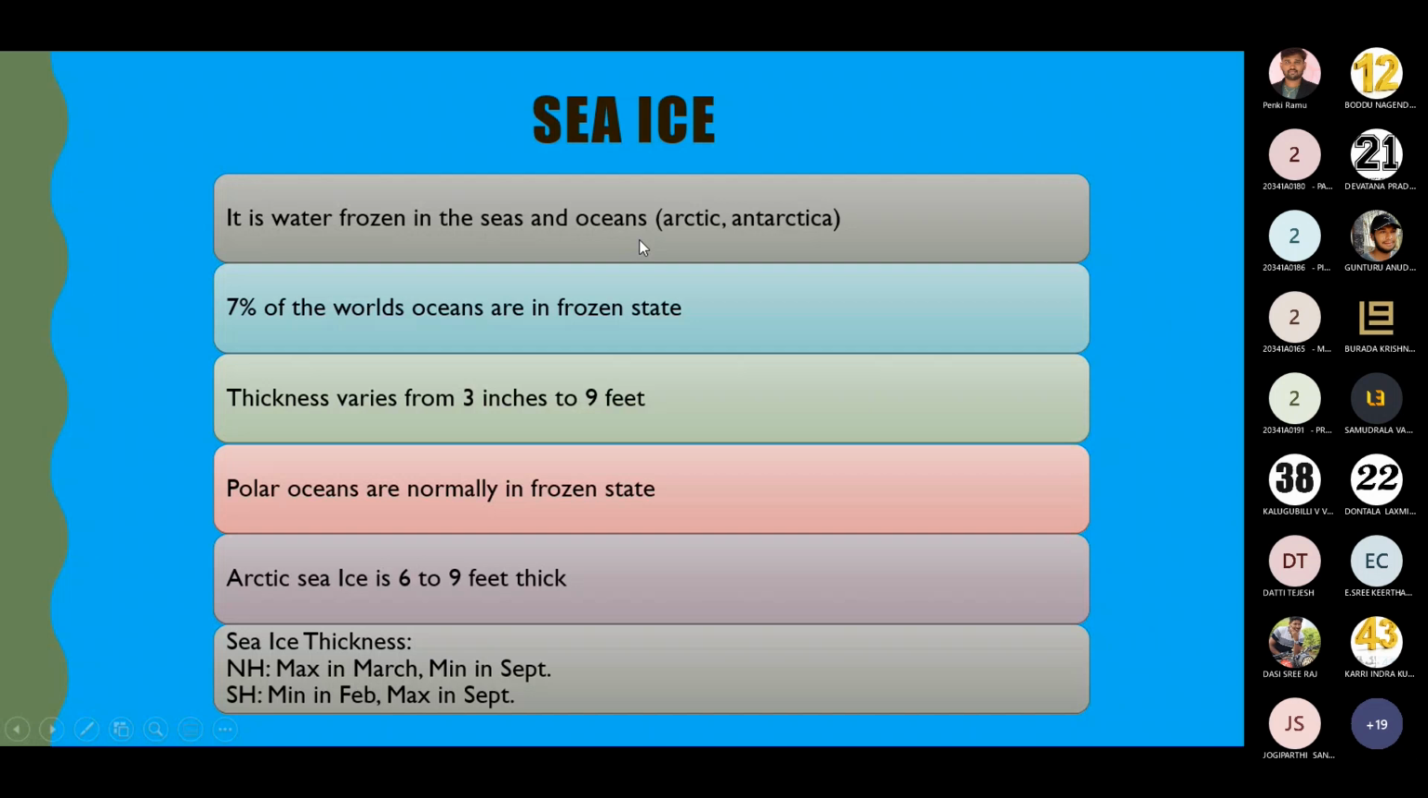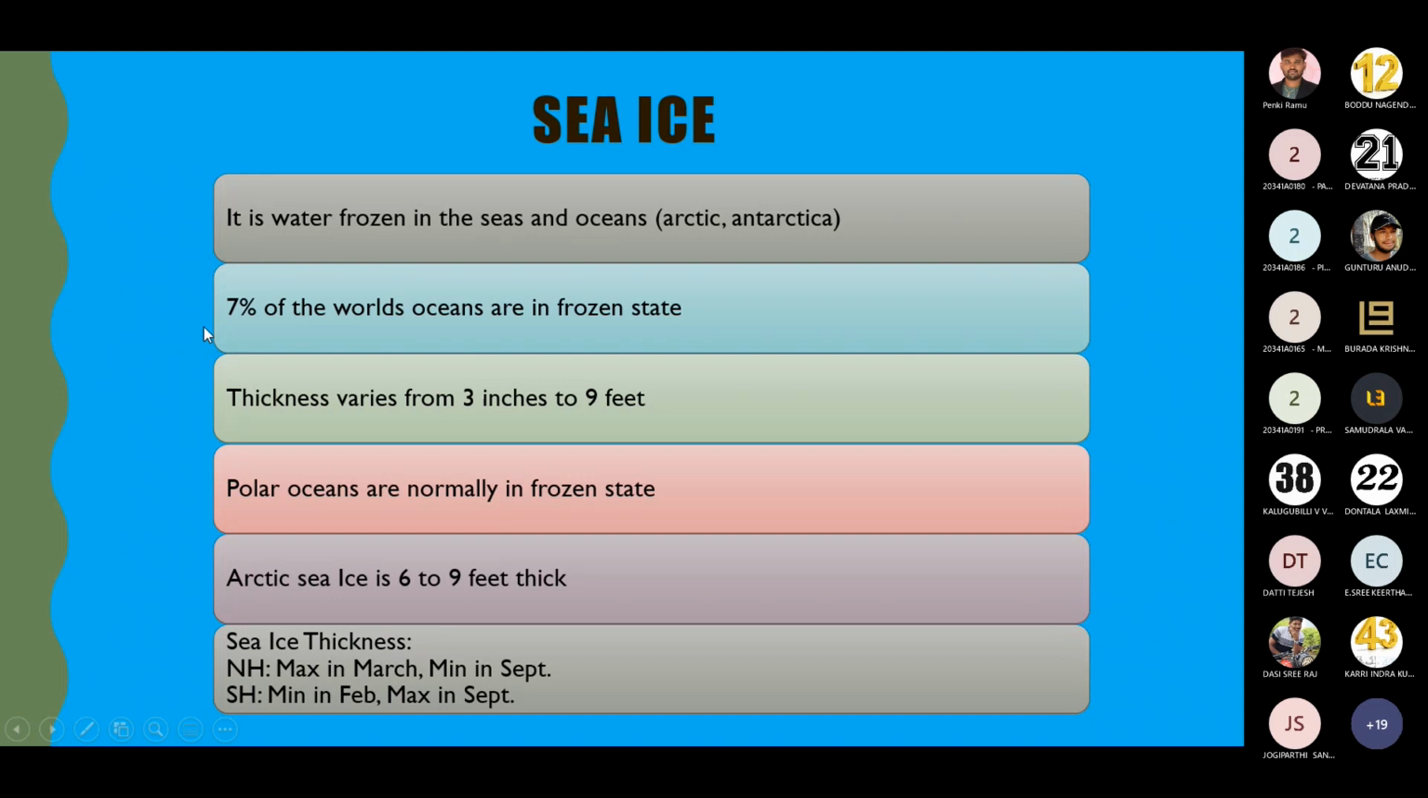So moving on to the different components of the cryosphere. The first component is sea ice. It is basically water frozen in the seas and oceans, and 7% of the world's oceans are always in a frozen state. The thickness of sea ice varies from 3 inches to 9 feet. Polar oceans are normally in the frozen state. And if you are talking about the Arctic Ocean, their sea ice is very thick, normally in the range of 6 to 9 feet.